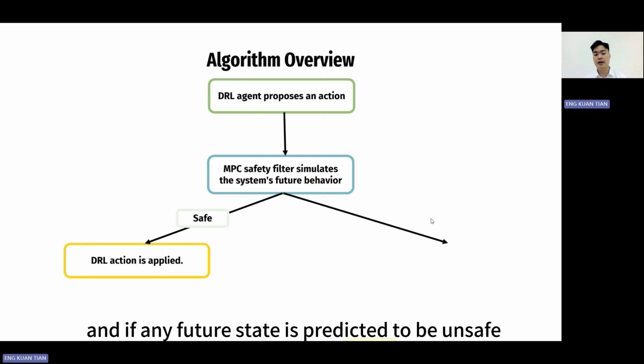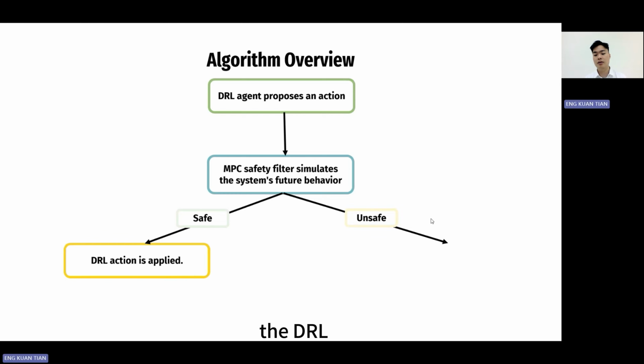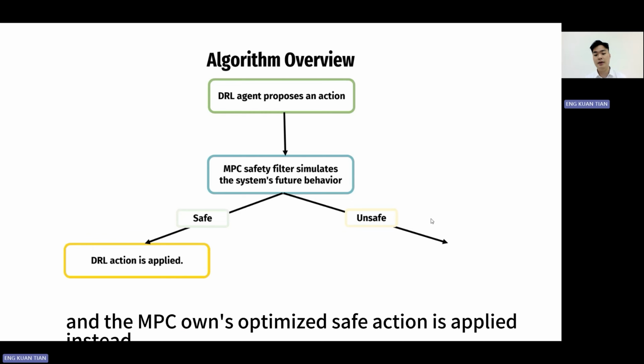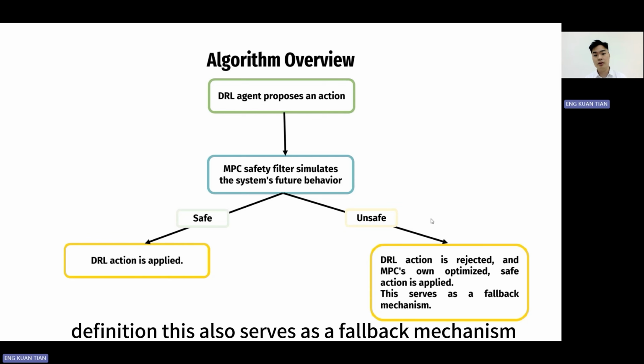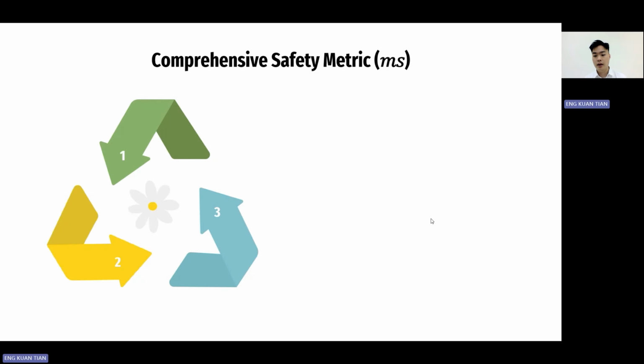And if any future state is predicted to be unsafe, the DRL action is rejected, and the MPC-optimized safe action is applied instead. This process dynamically creates an implicit safety set, avoiding the need for a complex explicit definition. This also serves as a fallback mechanism.